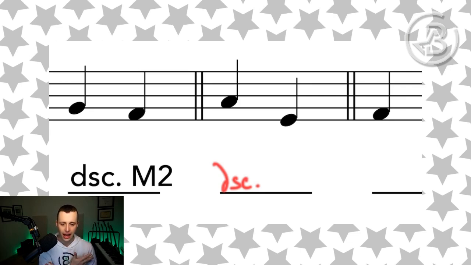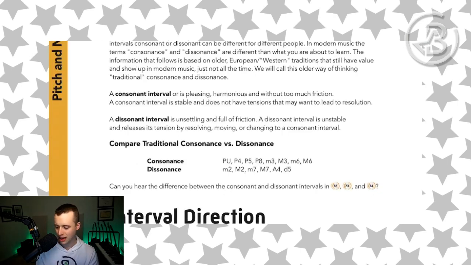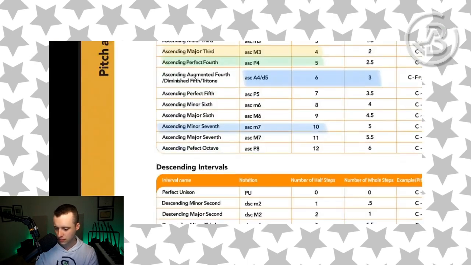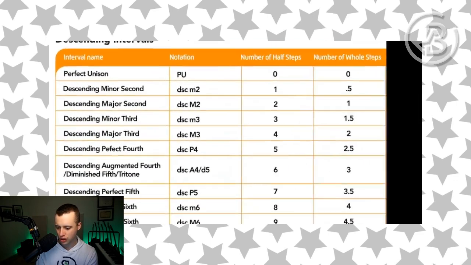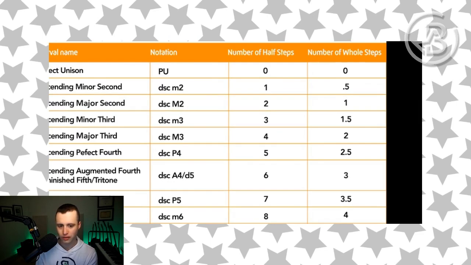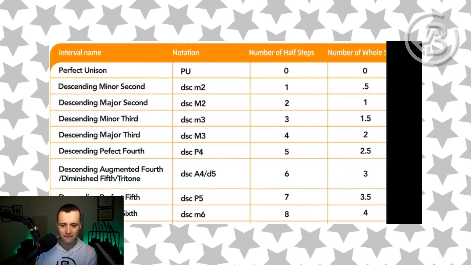So we start on A, we go down 1/2 step to A flat or G sharp, we go down another to G, we go down 1/2 step to G flat or F sharp, we go down another half step to F, and we go down one more half step to E. And that's going to be a perfect fourth because it's 5 half steps. And you can see that here for descending intervals, sure enough, descending perfect fourth is 5 half steps.